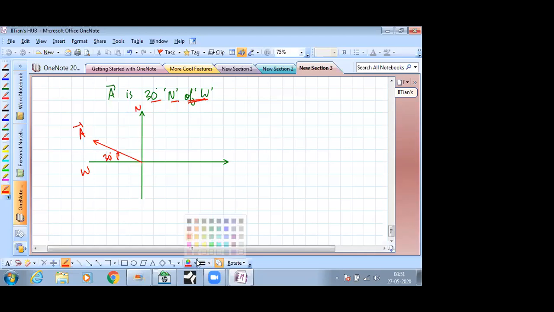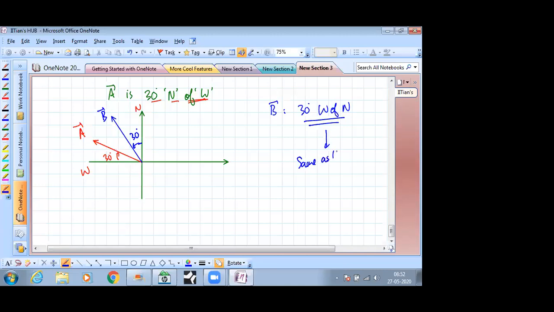Now suppose I have another vector B, which is at a direction of 30 degrees west of north. And you'll see that's not the same. In that case, from north, we are going towards west by 30 degrees. So the vector B will be something like this, where this angle will be 30 degrees. So 30 degrees west of north is the same as 60 degrees north of west, because that's the same thing as saying that this angle is 60 degrees. But this and this are not the same.